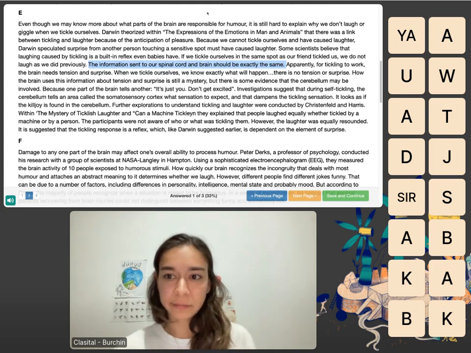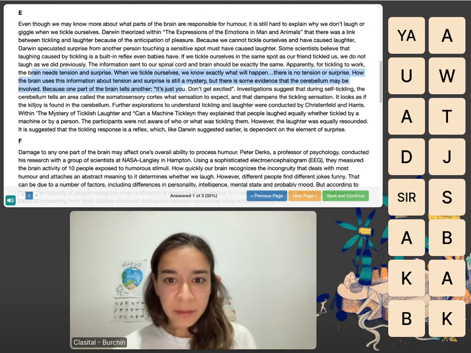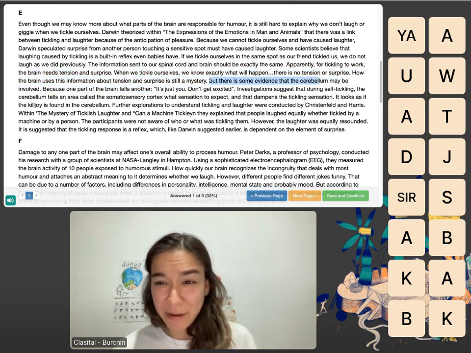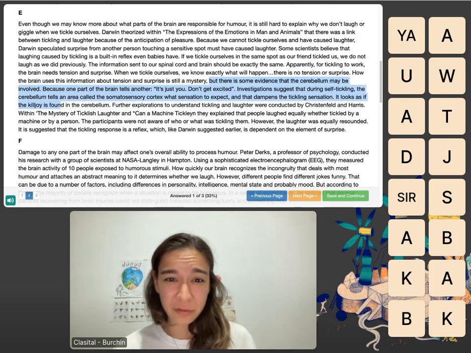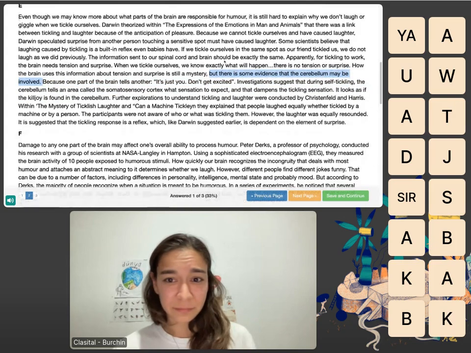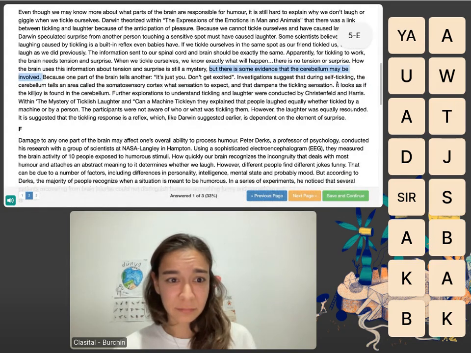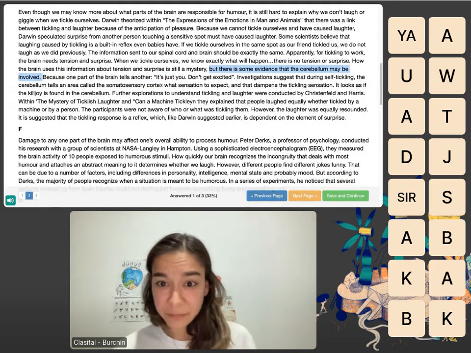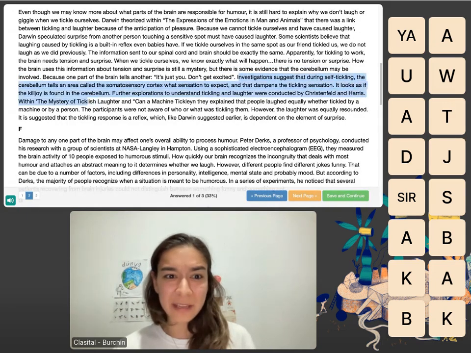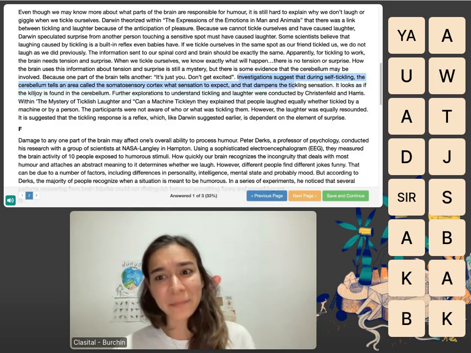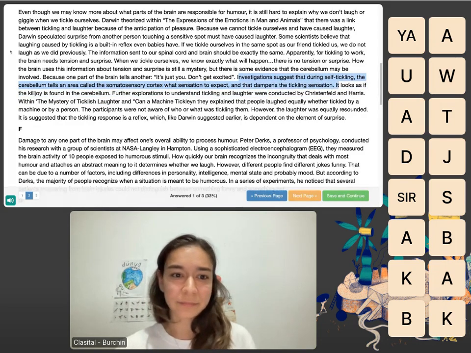Very good. There is some evidence that the cerebellum may be involved. Investigation suggests that during self-tickling, the cerebellum tells an area called blah blah what sensation to expect, and that dampens the tickling sensation.